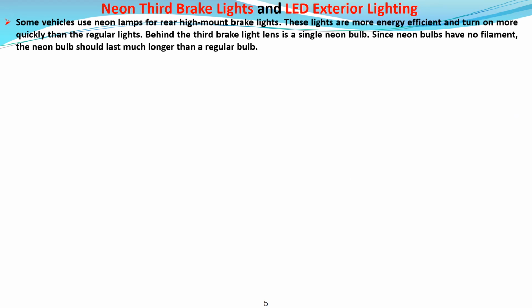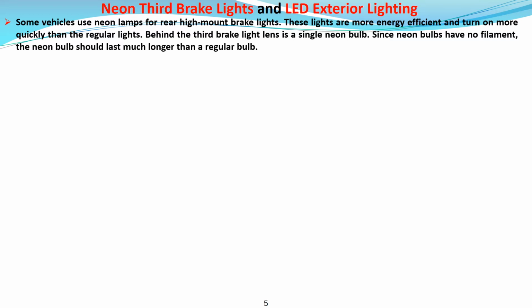Neon third brake lights and LED exterior lighting. Some vehicles use neon lamps for rear high mount brake lights. These lights are more energy efficient and turn on more quickly than the regular lights. Behind the third brake lights lens is a signal neon bulb.